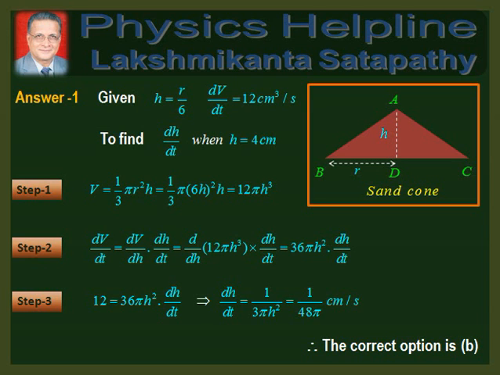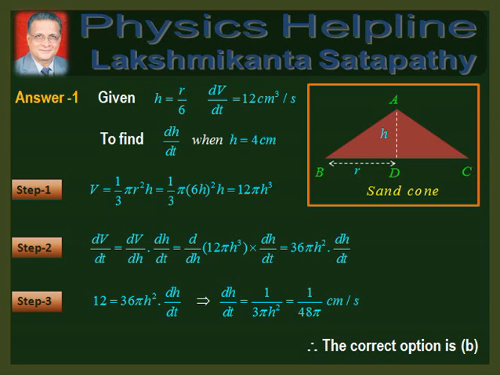Therefore, volume of the cone increases at that rate. Therefore, we write dV by dt is equal to 12 cm cubed per second. We are required to find the rate of change of height dh by dt when the height of the cone h is equal to 4 centimeters.